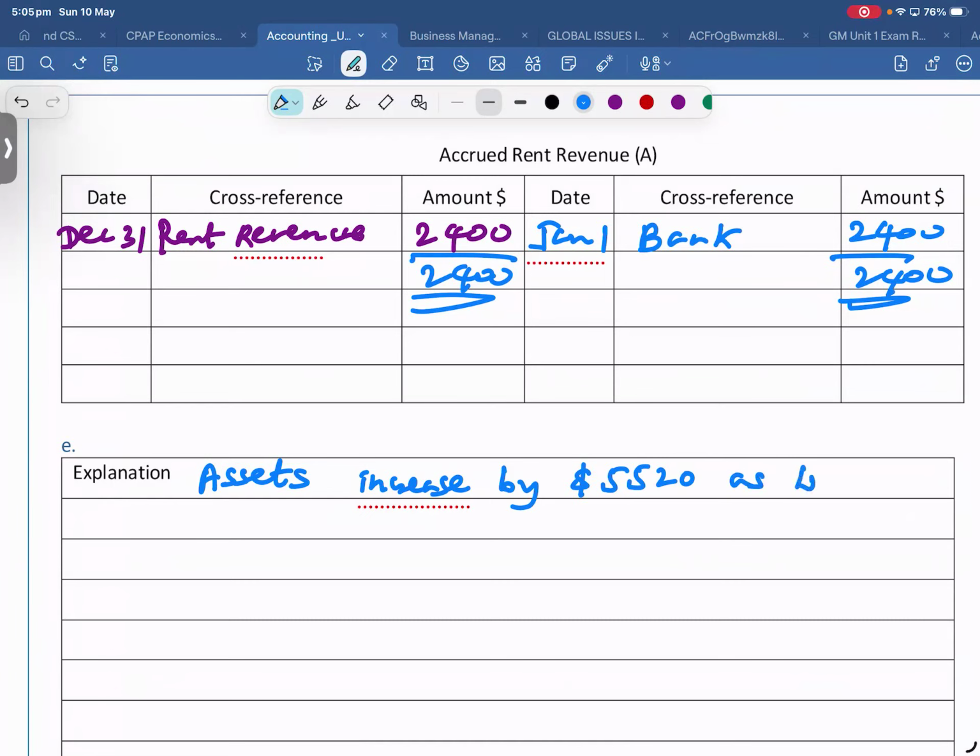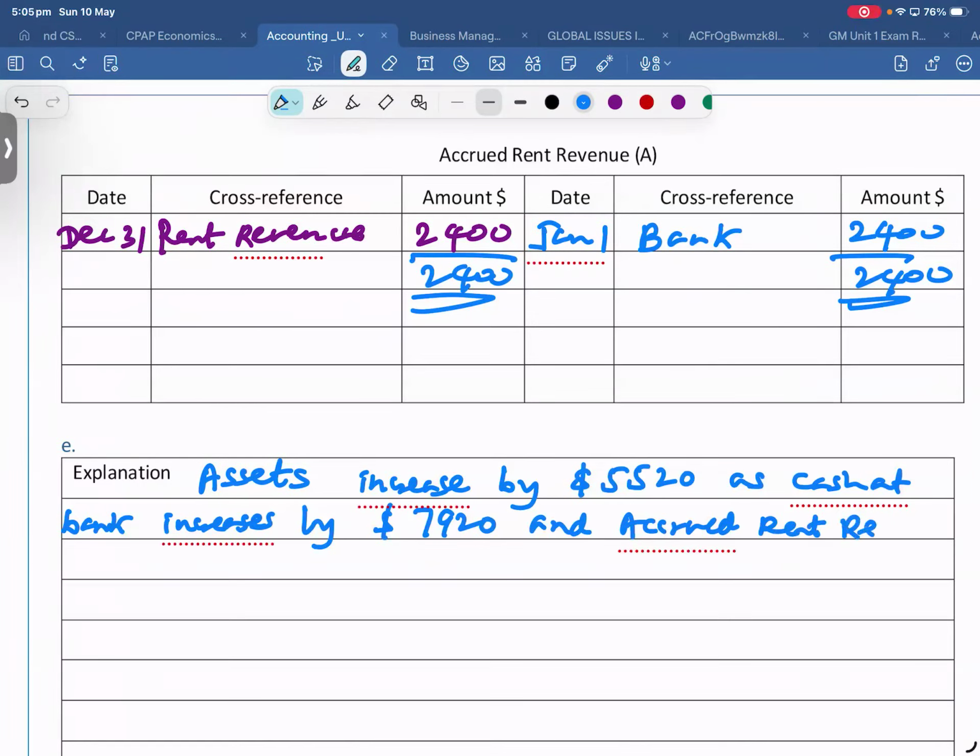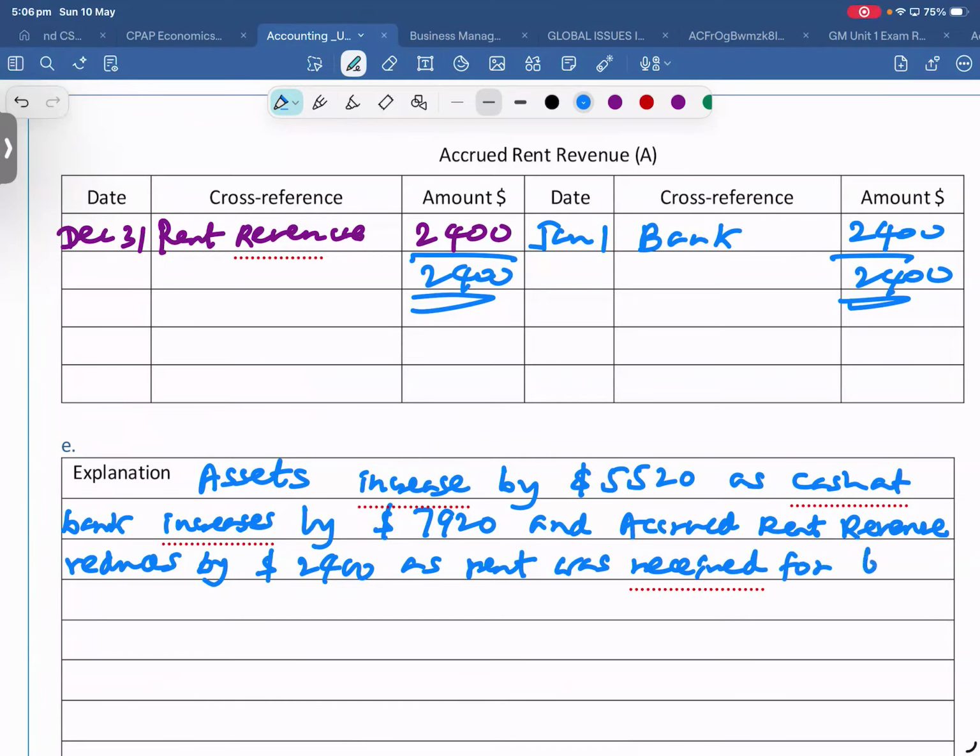Wait, as you need to decrease before you sell. Cash at bank increases by 7,920 and accrued rent revenue reduces by 2,400, as rent was received for 6 months.